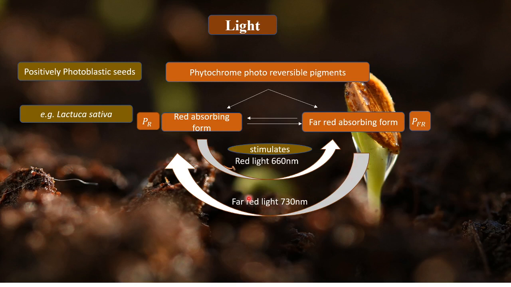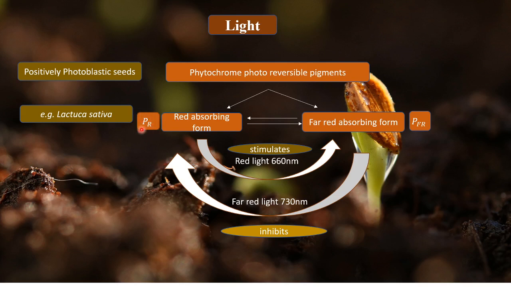Now, far red light will play the role of inhibiting germination. So far red light will inhibit germination. For germination to be inhibited, far red light plays the role and the pigment PR plays the role, right? When the plant's phytochrome pigment is in the PR form, germination will not occur.